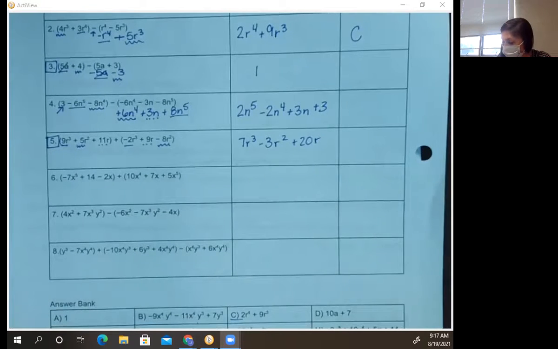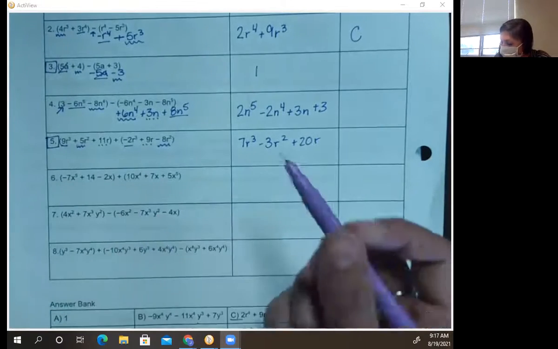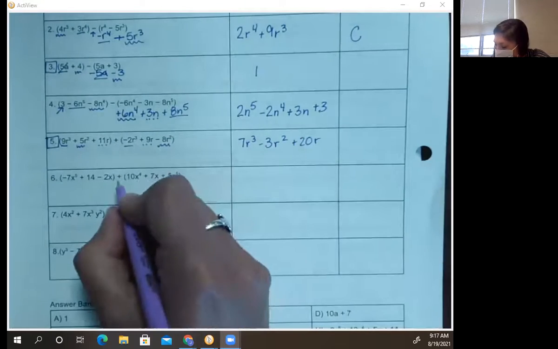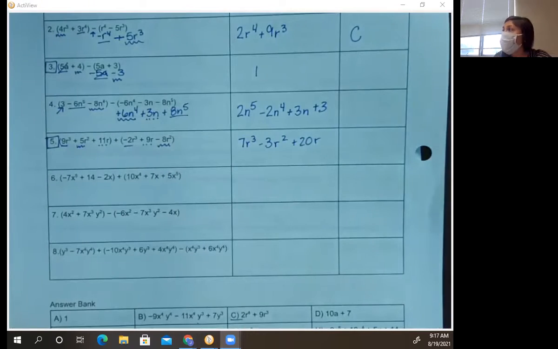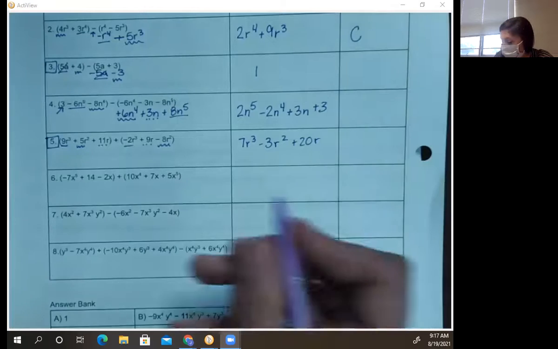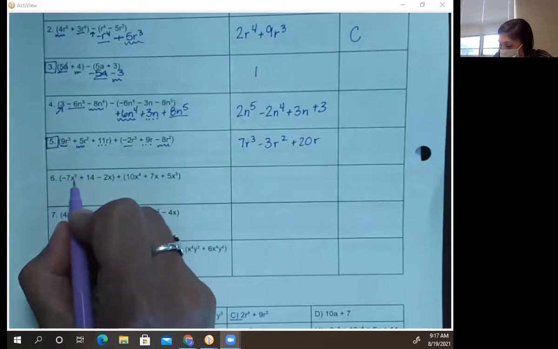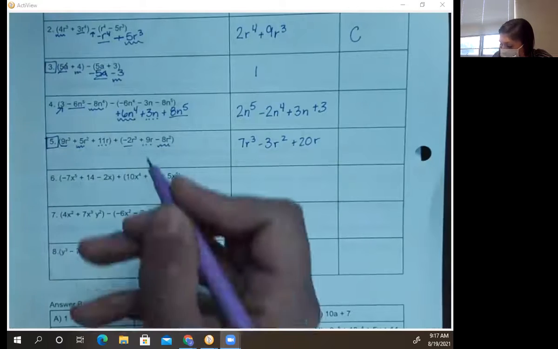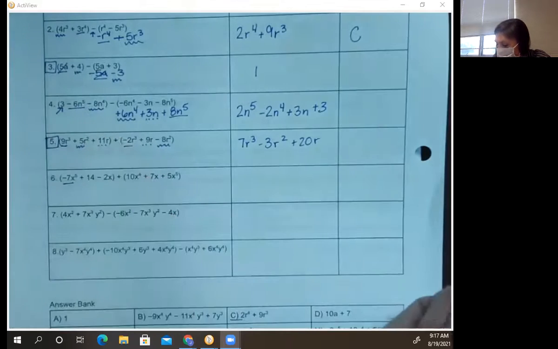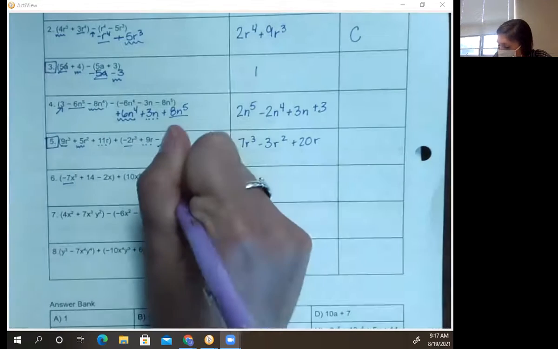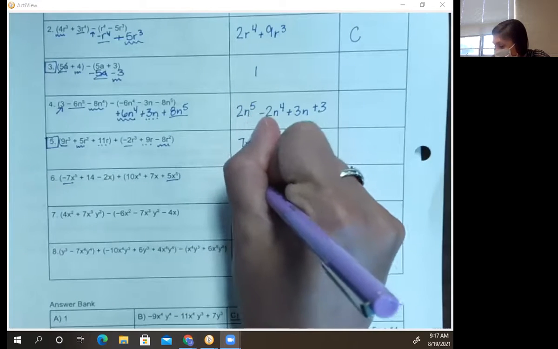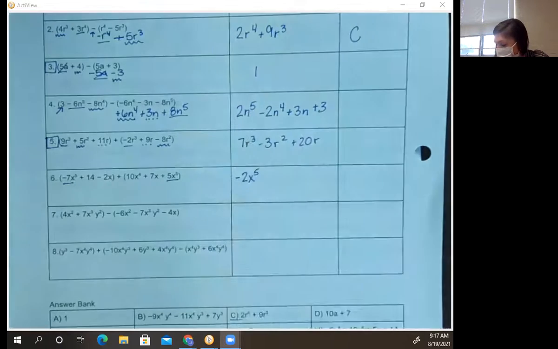Couple more problems to go here. 6 and 7 are really similar to what we just worked on, 6 in particular. So we're adding again. That means I'm just combining like terms. Remember, like terms are things that have the same variable and the same exponent. Okay? So this would be negative 7x to the 5th plus 5x to the 5th. I would have negative 2x to the 5th.